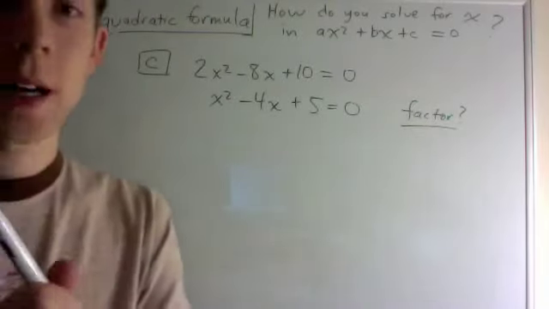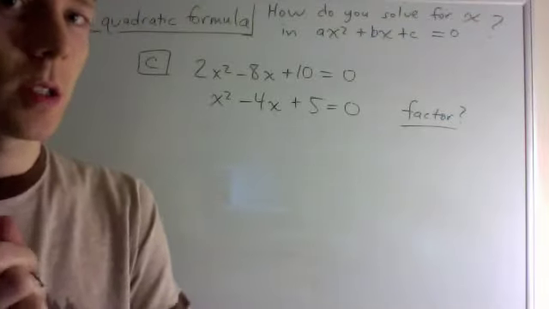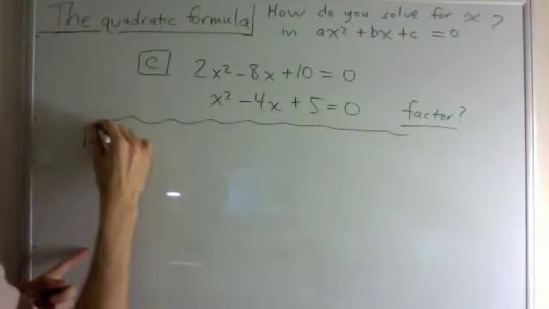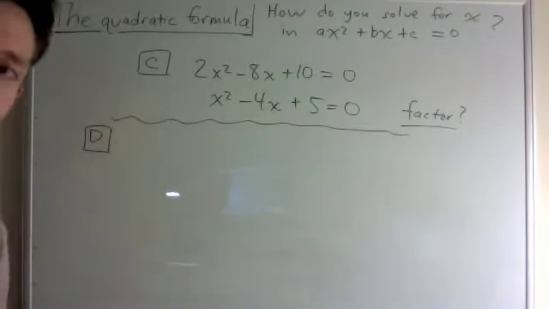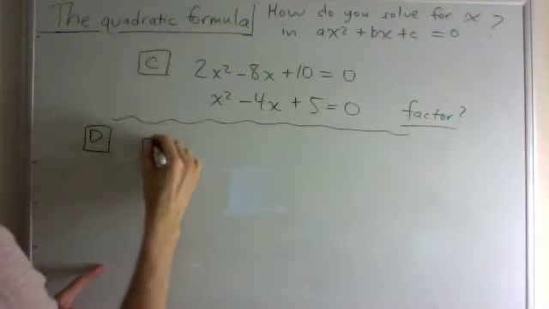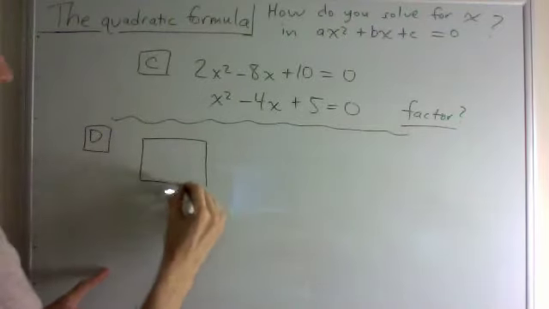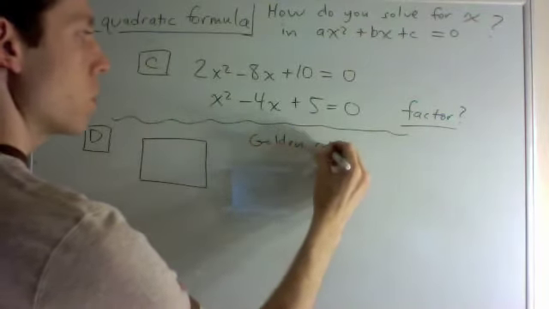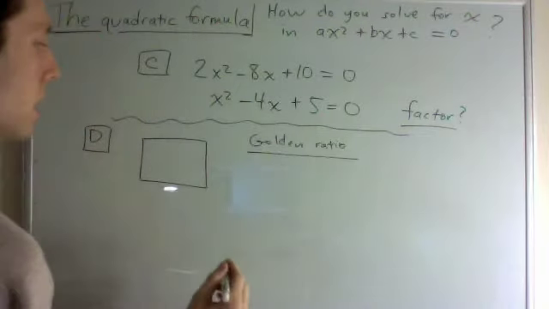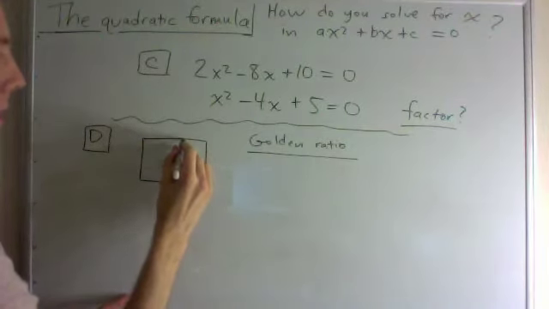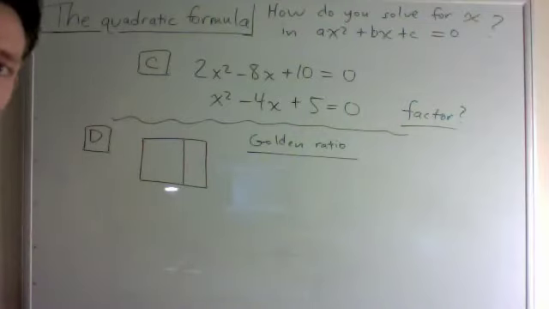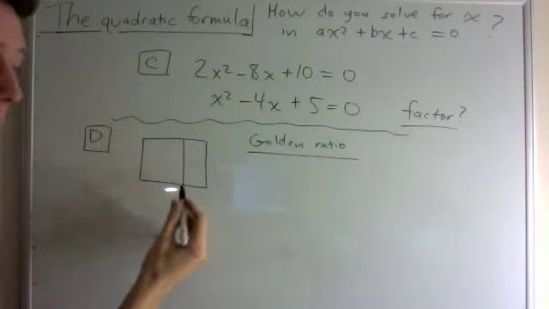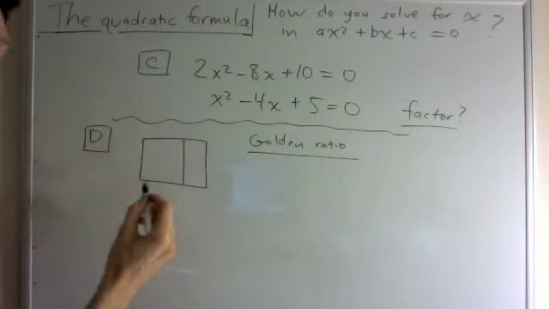I want to mention one more idea that has to do with a quadratic equation. I'll call this D, even though it's not obviously a quadratic equation at first sight. What I'm going to draw is a rectangle that's in approximately the golden ratio. The golden ratio has the property that when I draw a square inside a rectangle with the correct shape, the interior rectangle has the same shape as the overall rectangle.